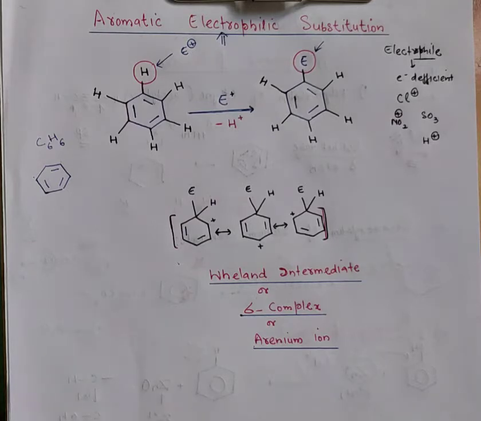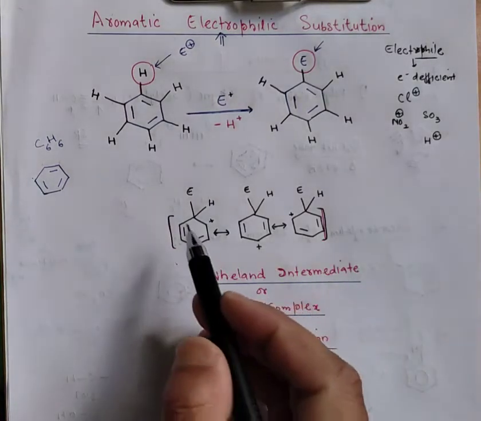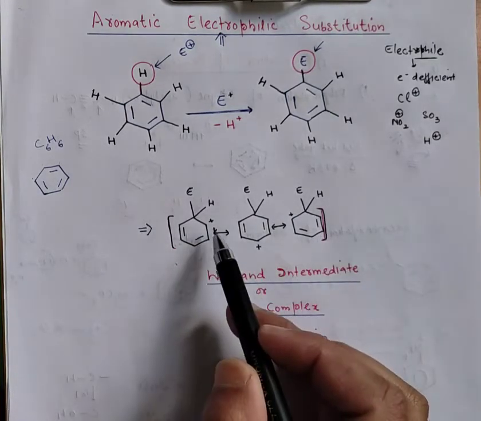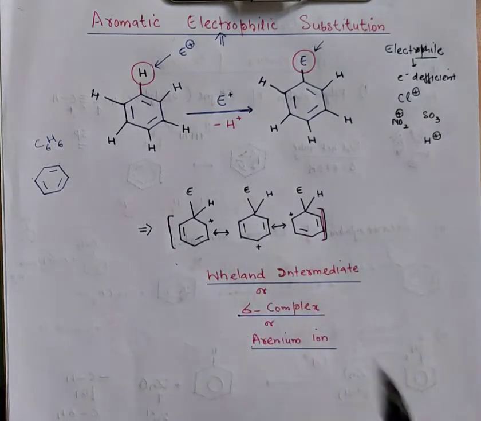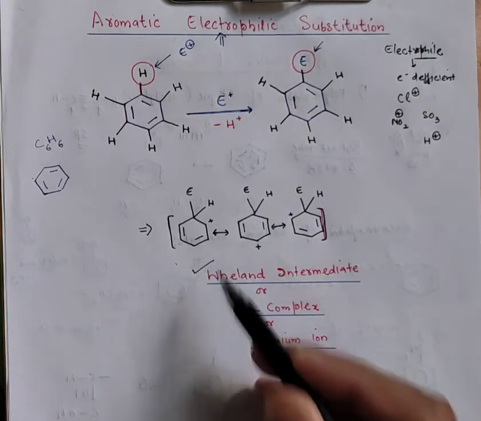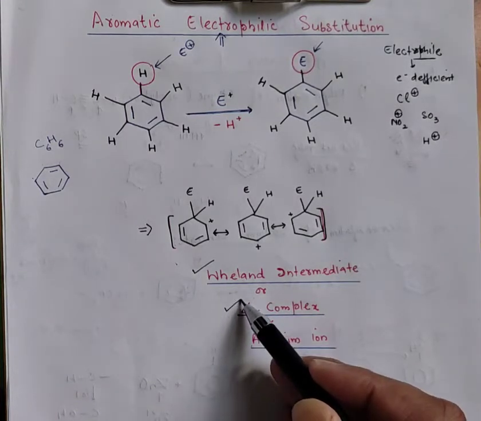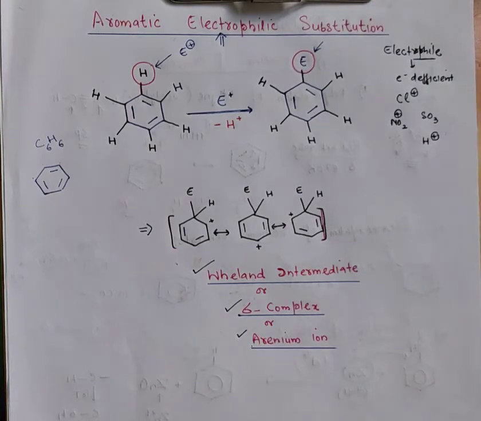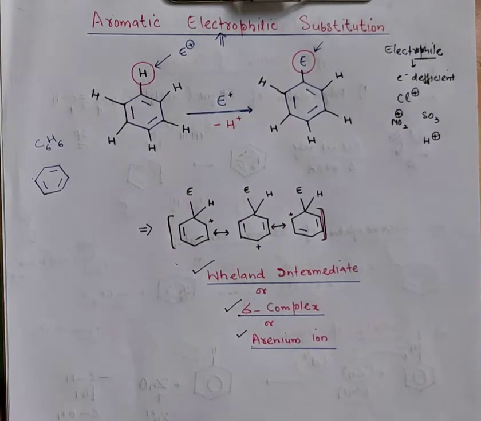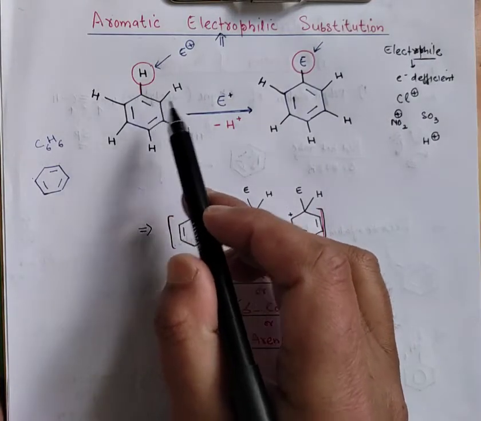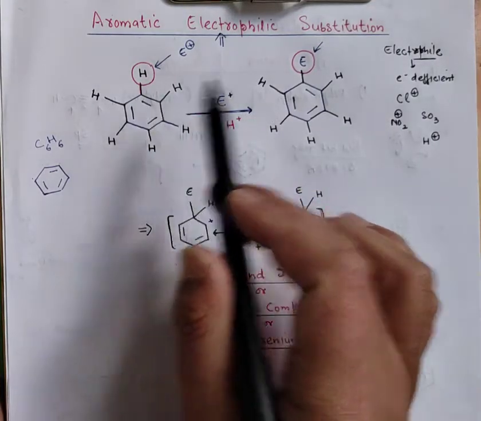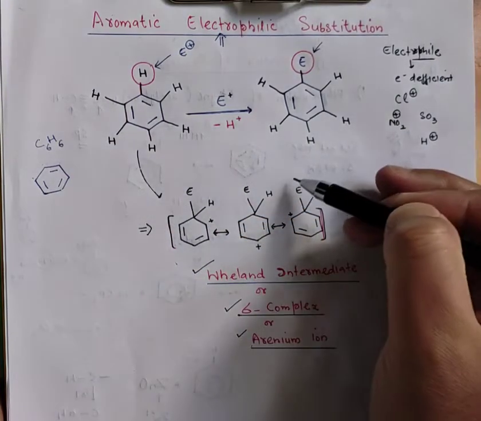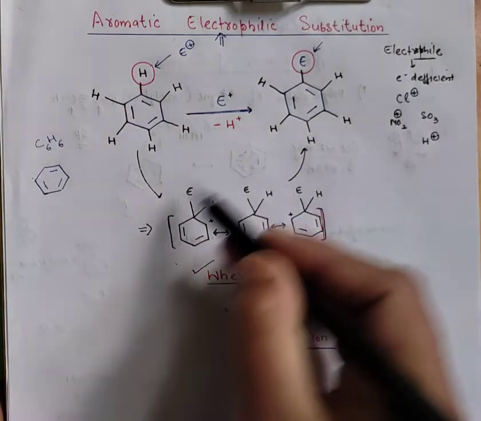यानी what is the mechanism. For that I have kept here, can see this, I have kept these 3 structures. These are called resonating structures. So then it's called as the Wheland intermediate or sigma complex, or we can call it an arenium ion. ठीक. So now, so basically this electrophilic substitution reaction, conversion of this into this, it occurs through this intermediate. I should say it occurs through these intermediate. It's basically a single intermediate.